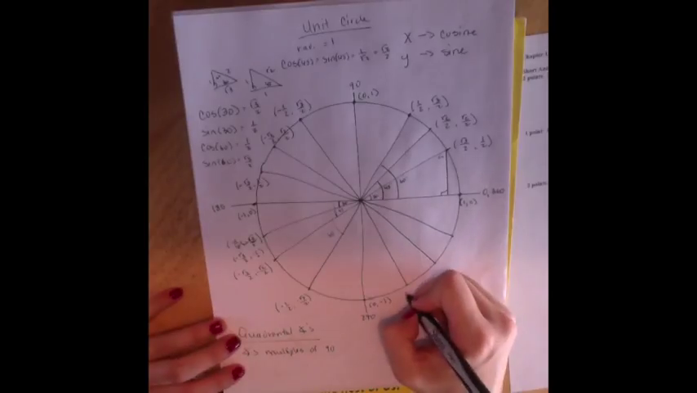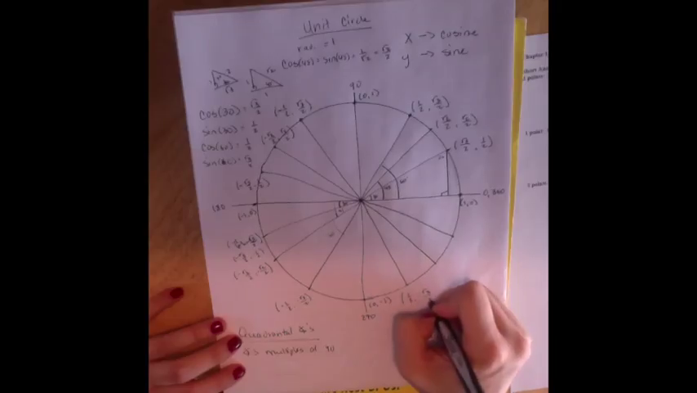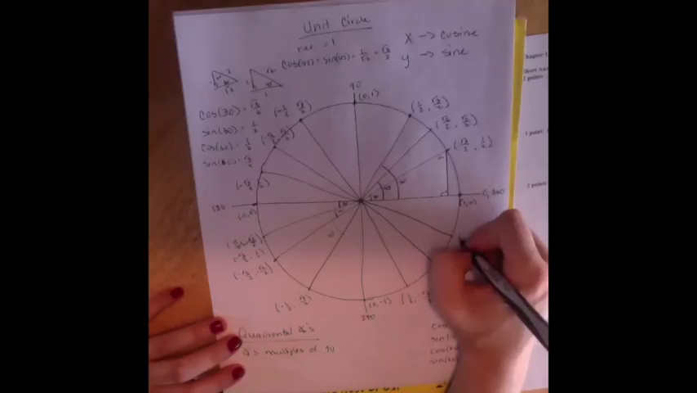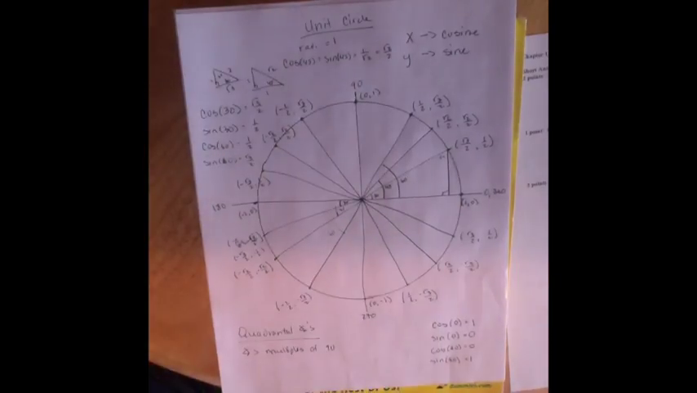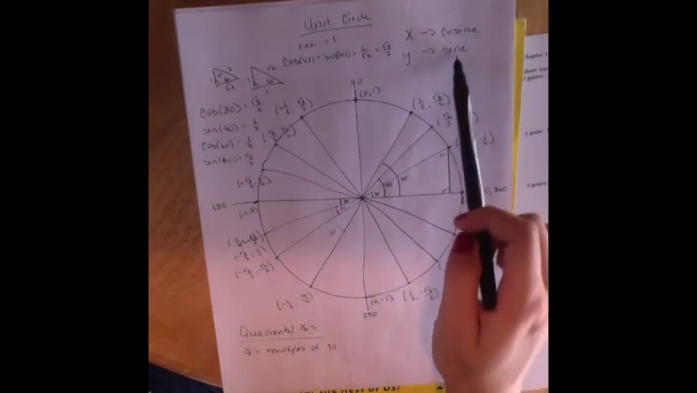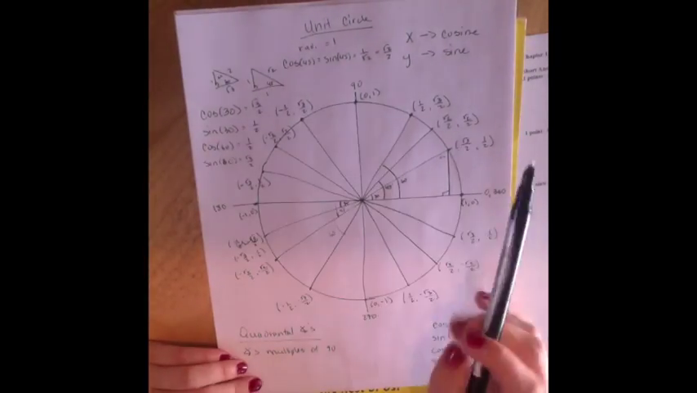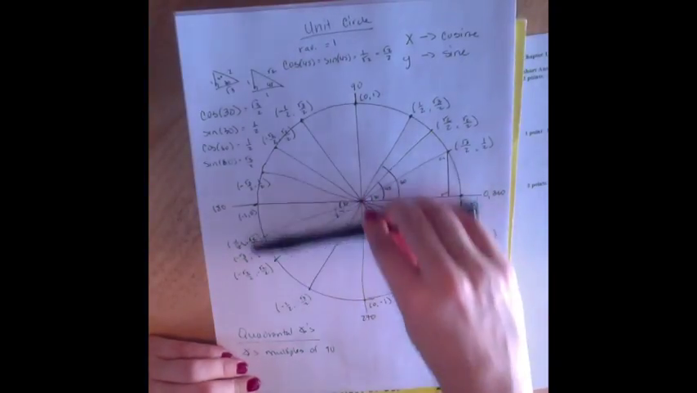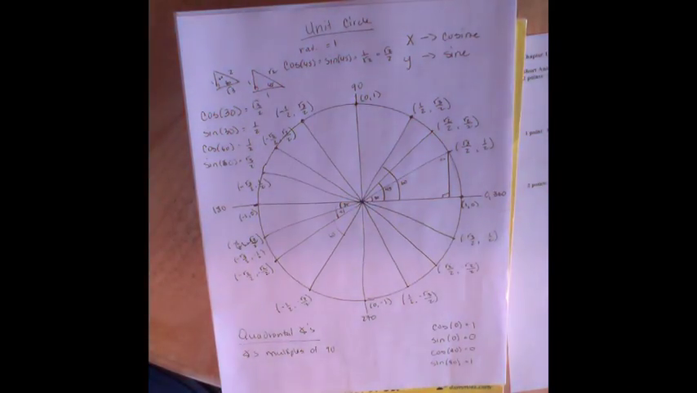Now, in the fourth quadrant, okay, this will be 1/2 negative root 3 over 2, root 2 over 2 negative root 2 over 2, and root 3 over 2 negative 1 over 2. The positives and negatives correspond to sine and cosine. They also correspond to x and y. X is positive on this half of the graph. Y is negative on this half of the graph, right? That shows in all of my points.